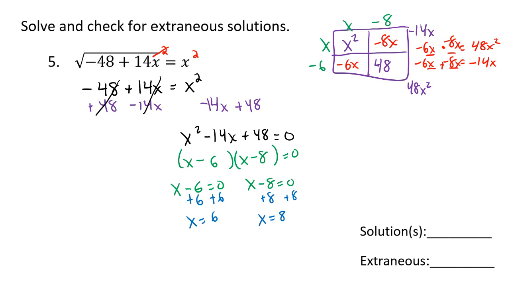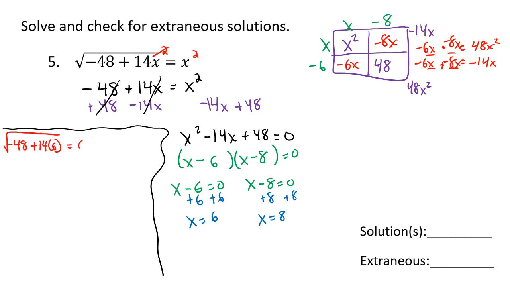But once again, we have to check our answers. So let's do that. I'm going to start by checking the 6 first. So I have the square root of negative 48 plus 14 times 6 equals 6. So 14 times 6 is 84. So I have negative 48 plus 84, and therefore, with that calculation, we get the square root of 36. And the square root of 36 is 6. So that makes sense. So x equals 6 is a solution.